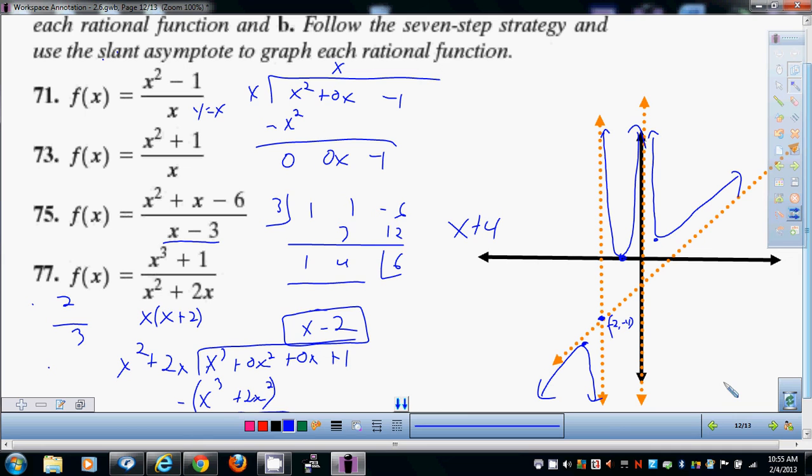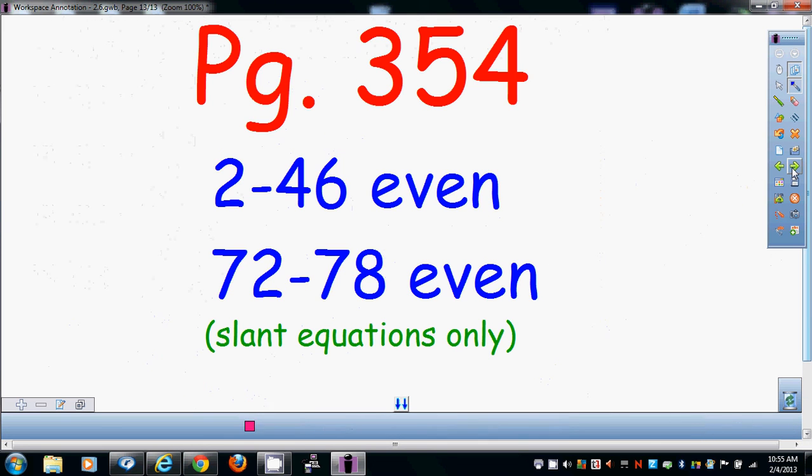I'm actually going to take off the screen part. I'll tell you what. Slant equations only, which means you don't have to graph all of 72 through 78, but I do want you to graph 78. You do not have to graph all 4 of those, just graph 78. And you do have to graph all the 1 over x problems, those ones that all we did was shift them. But you don't have to graph 3 of those last 4.